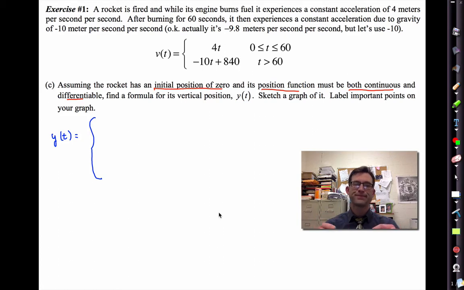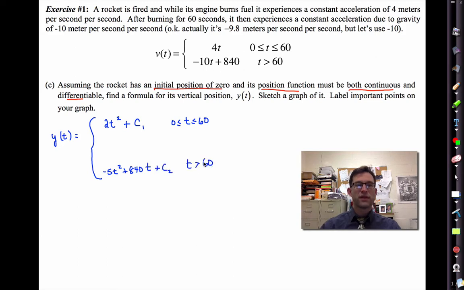Let's go through it. Well, what do we have? The first formula has got to be 2t squared in order to have a derivative of 4t, plus some constant. Again, we'll refer to it as C1. Second formula would have to be negative 5t squared plus 840t plus some second constant.